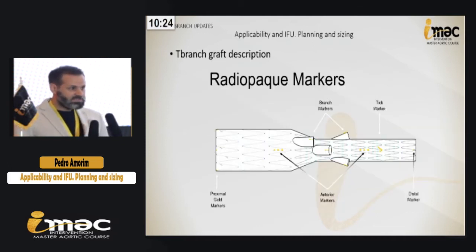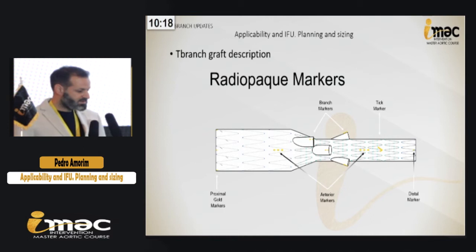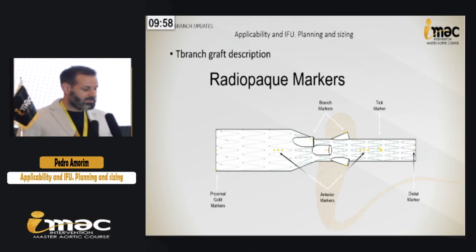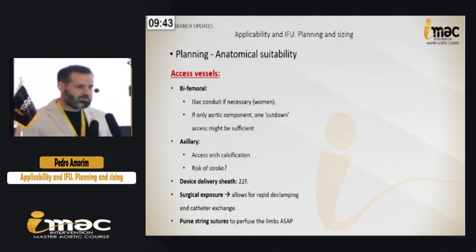And the markers. Once in place, we must focus on the radiopaque markers of the device. We have 3 markers above and below the branches that allow us to orientate medially the graft. And then we have the tick marker below that must be orientated anterior. And we have the branch markers, 5 dots for each marker, that allow good positioning of the graft and allow us to check the position, even if it's anterior or posterior. We will see afterwards.